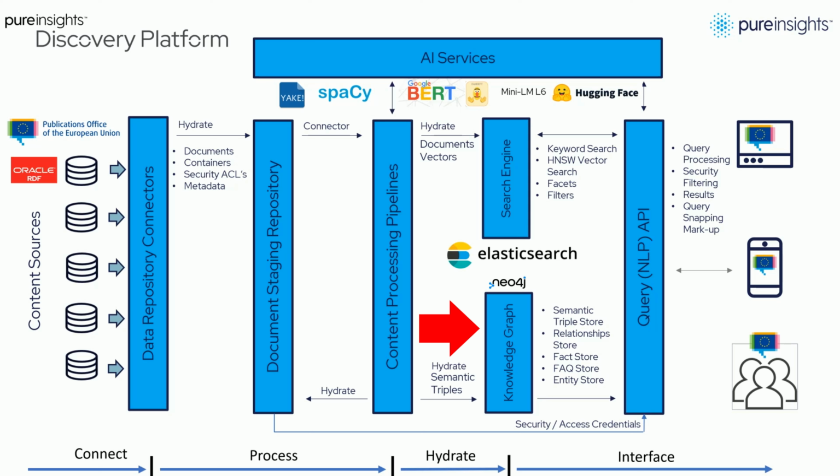For knowledge graph, we use Neo4j, which is one of the industry-leading open source knowledge graph systems that's out there. And the only difference, if you like, is that instead of putting vectors into Neo4j, we put semantic triples. And we now understand a little bit more about semantic triples from earlier in this presentation.